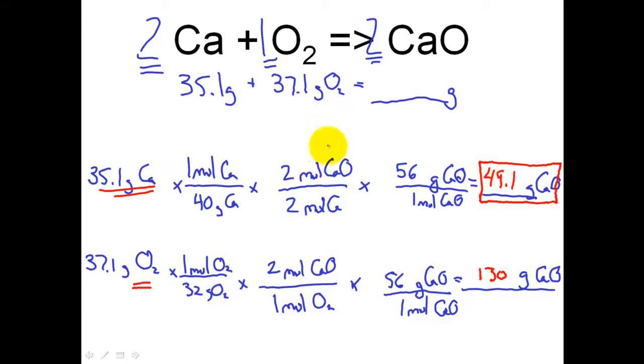And once calcium is used up, the reaction stops. So the reaction stops after 49.1 grams of calcium oxide is made. So calcium becomes my limiting reactant, limiting the amount of calcium oxide I can make. Likewise, oxygen is going to be left over, so we're going to call it the ER, also known as the excess reactant, because it has the potential of making 130 grams of calcium oxide.